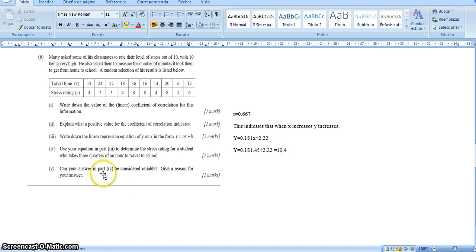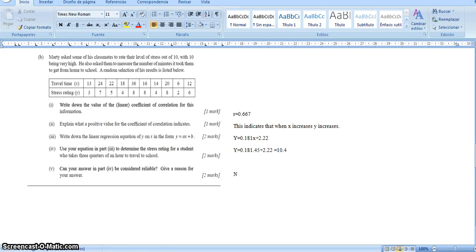Okay, done. Part 5: can your answer in part 4 be considered reliable? Give a reason for your answer. This is always the same, yes or no might appear, and then the reason. In this case, look, we have values for travel time of 13, 36, 20, but nothing near 45. That was our estimation. So 45 is not inside the range of values that we have for the travel time. So our estimation will not be reliable, because 45 is not inside our range of values for travel time.